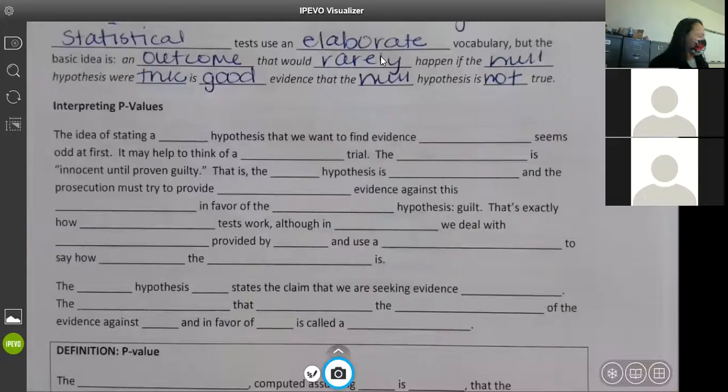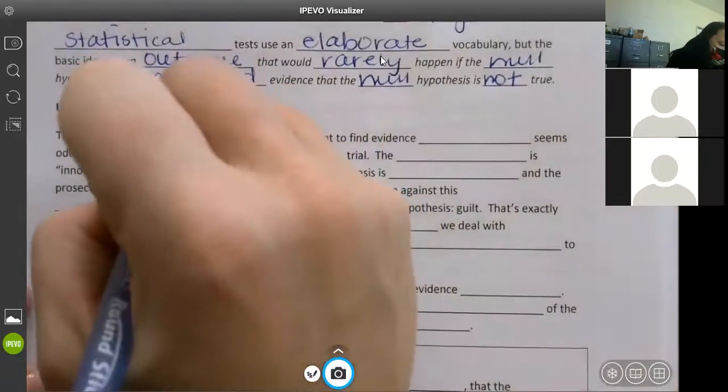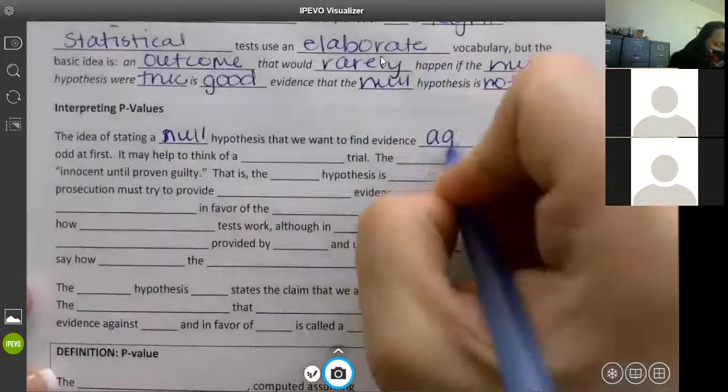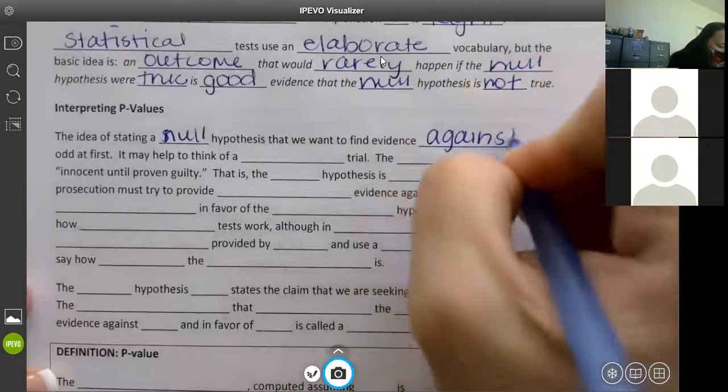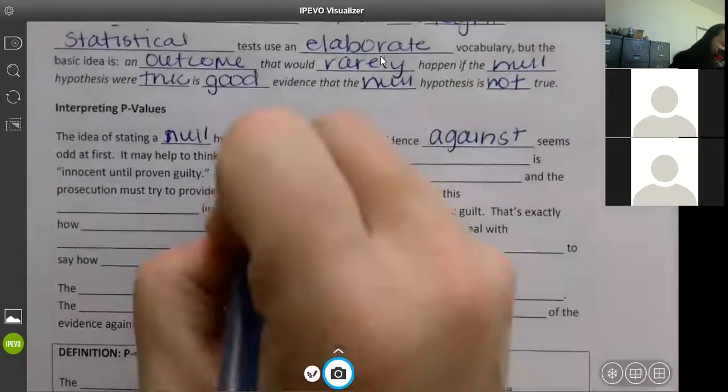So this last little section is what we're going to do. And I have to do an example because your homework has this. So just bear with me. The idea of stating a null hypothesis that we want to find evidence against seems odd at first. It may help to think of a criminal trial.